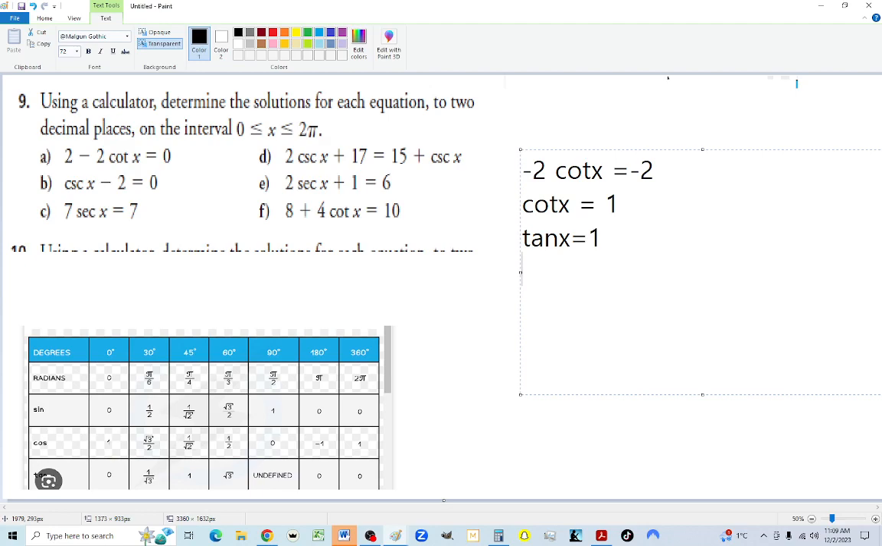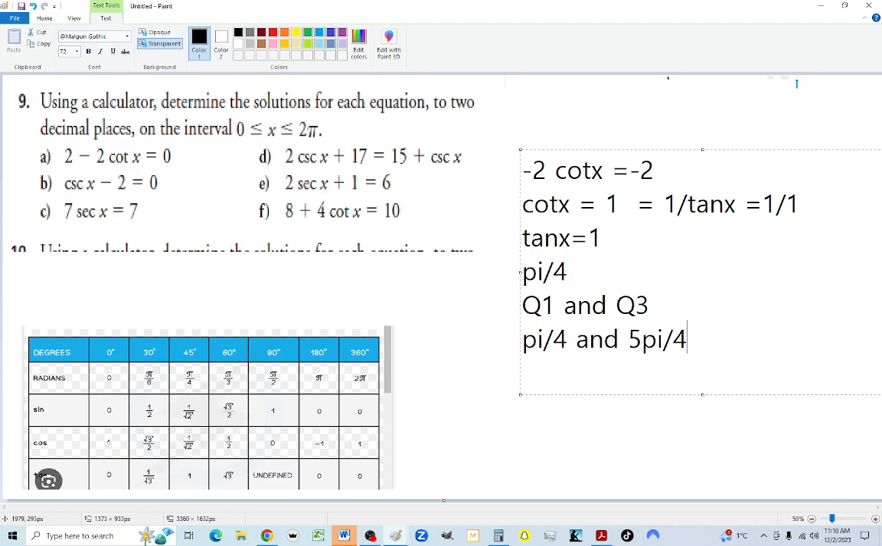So since we're still talking about radians, if you look at your exact value, both tan x and cot x, because cot x is equal to 1 over tan. So when is it 1 over 1? It's when tan x is 1, which is pi over 4. Since it's positive, we're talking about quadrants 1 and 3. So we're talking about pi over 4 and 5 pi over 4.